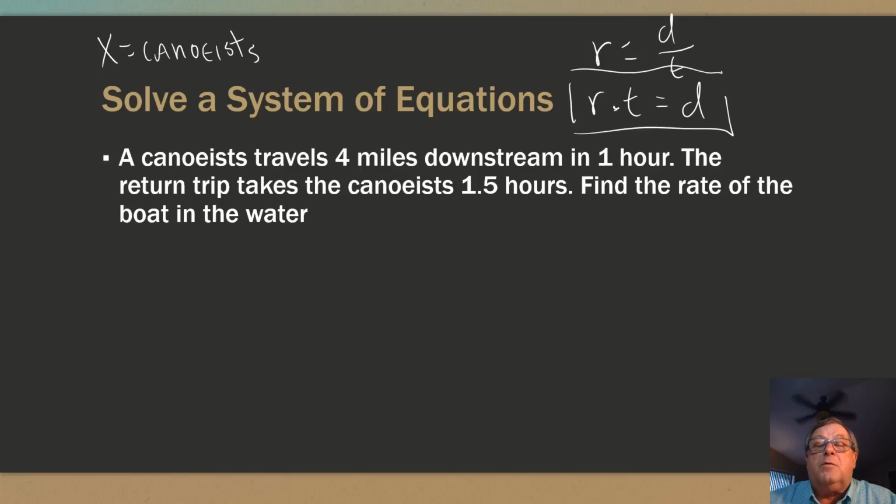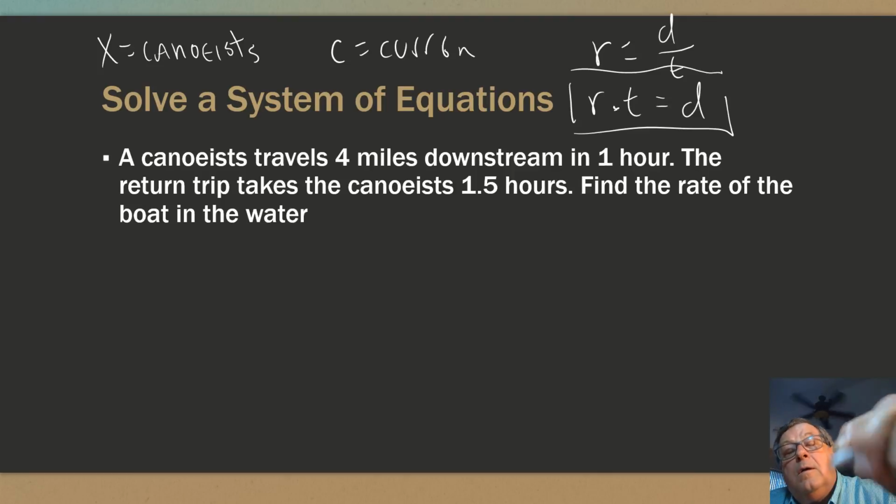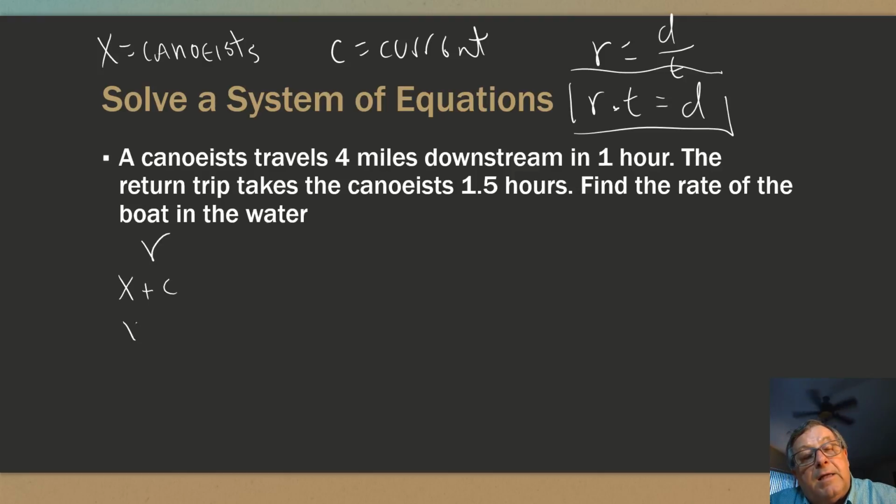All right, then he travels downstream. So he's traveling with the current. And I'm going to say that C is equal to the current. Now, when he's going downstream, he's going with, plus, the current. And when he's coming back upstream on the return trip, it's against the current. So let's say here then that for rate it is going to be X plus C and X minus C. So X plus C is going downstream, X minus C is going upstream.